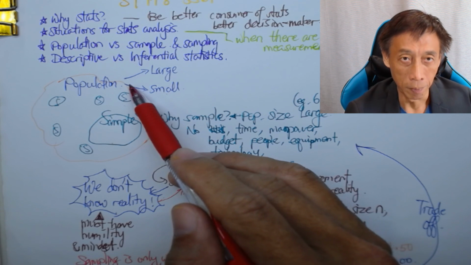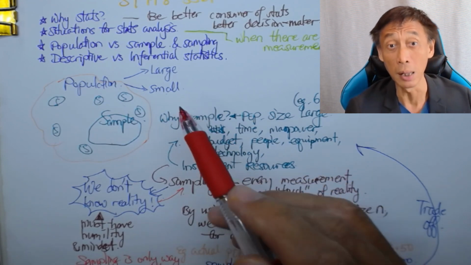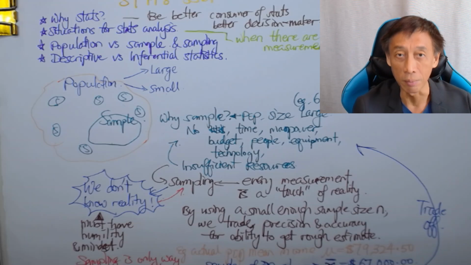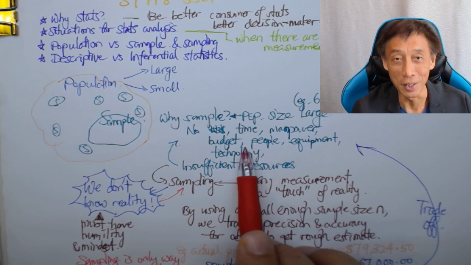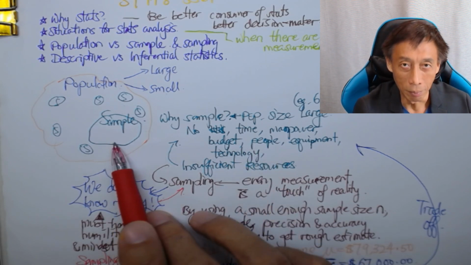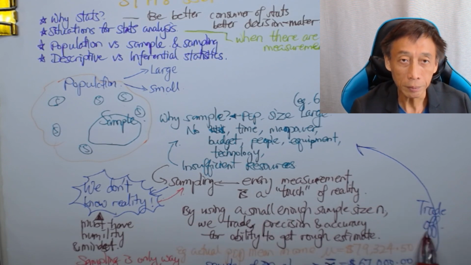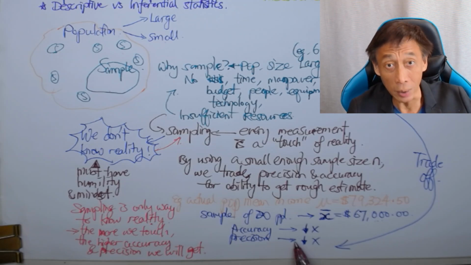To know the reality means to know the average of these numbers. That's the reality. I will have to touch reality 6.1 million times, correct? Obviously, we don't have the time, budget, and all these things. So we sample. And once we sample, we are trading off accuracy and precision down and down, but not down to zero, just dropping. The smaller the sample size, the more we drop our accuracy and precision.